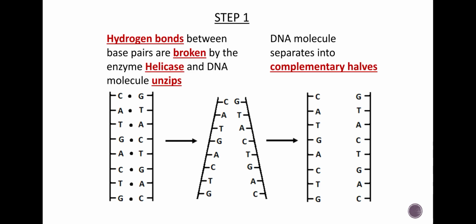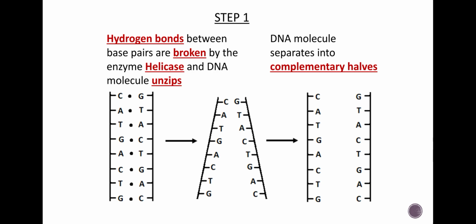Under the influence of the enzyme DNA helicase, the DNA double helix unwinds, and the hydrogen bonds between complementary bases are broken. This unwinding process is somewhat like opening a zipper. After the unwinding process, the DNA molecule separates into complementary halves.